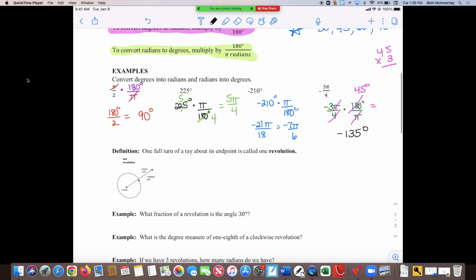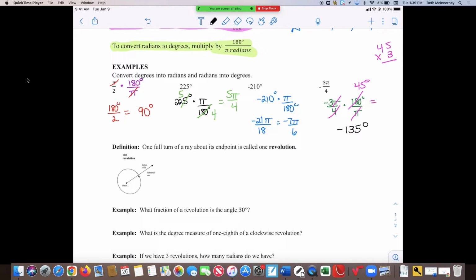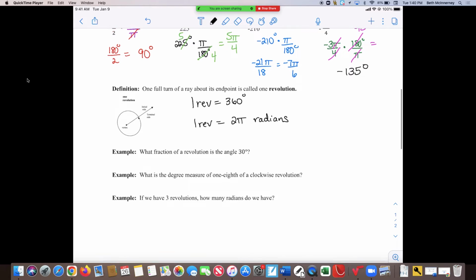All right, then our last topic. This is a very, very short section. I chunked this. We're going to spend 2 days on this, and then Thursday we're going to review. Friday we're going to have a 7-2, 7-3 quiz. So if I take a full rotation, this is called 1 revolution. So 1 revolution equals 360 degrees, or 1 revolution, if I'm in radians, is equal to 2 pi radians. So go ahead and jot that down.